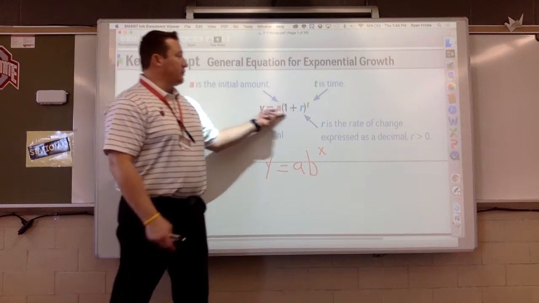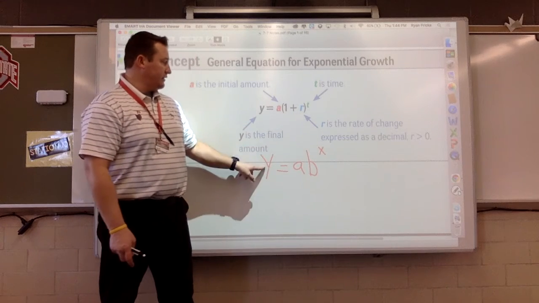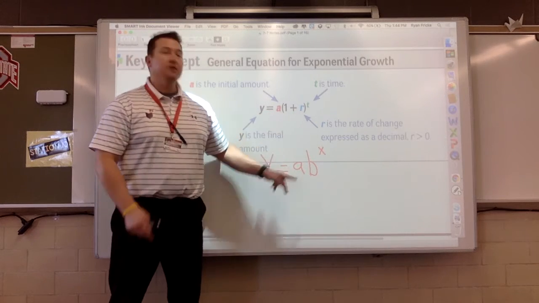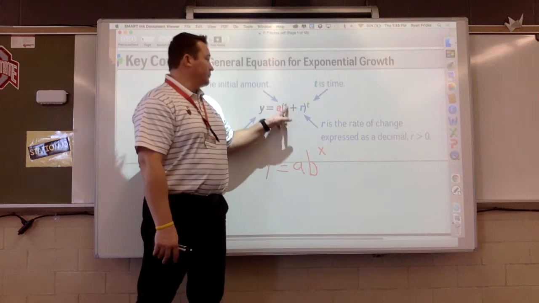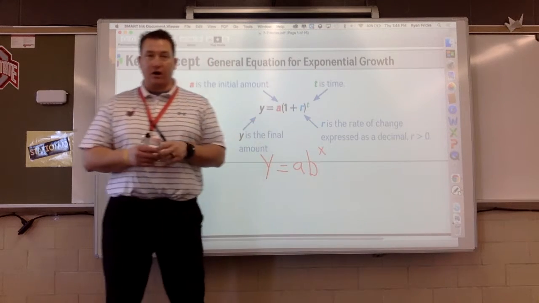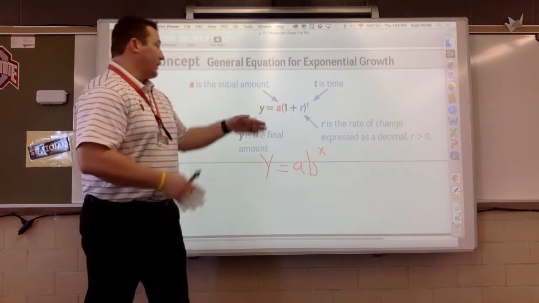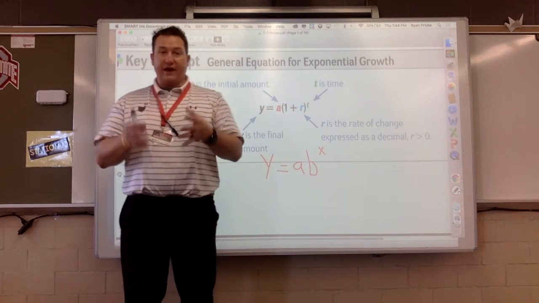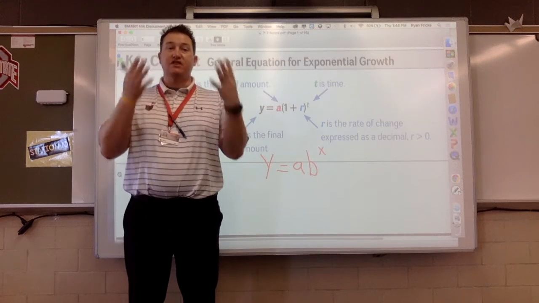Now, take a look up here. What do we notice that's different? Well, y equals, same, a, still the same. In here for b, they've replaced that with 1 plus r, right? And we can do that, right? We're thinking about r as the rate, right? How is it growing? How is it changing?